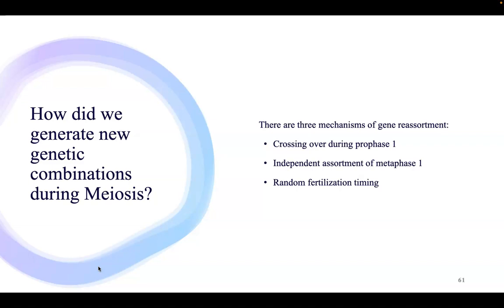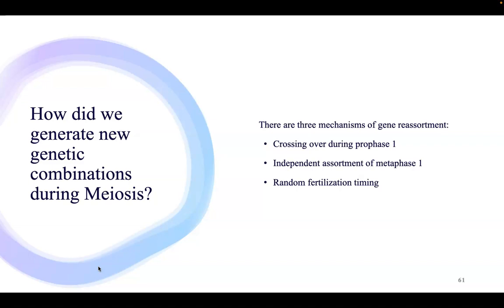So how did we generate the new genetic combinations during meiosis? There were basically 3 things that resulted in all of this genetic variability in the offspring cells, then the daughter cells. First was crossing over during prophase 1, which we just talked about. Second was that independent assortment of just the random orientation of the chromosomes as they align in the middle of the cell during metaphase 1.